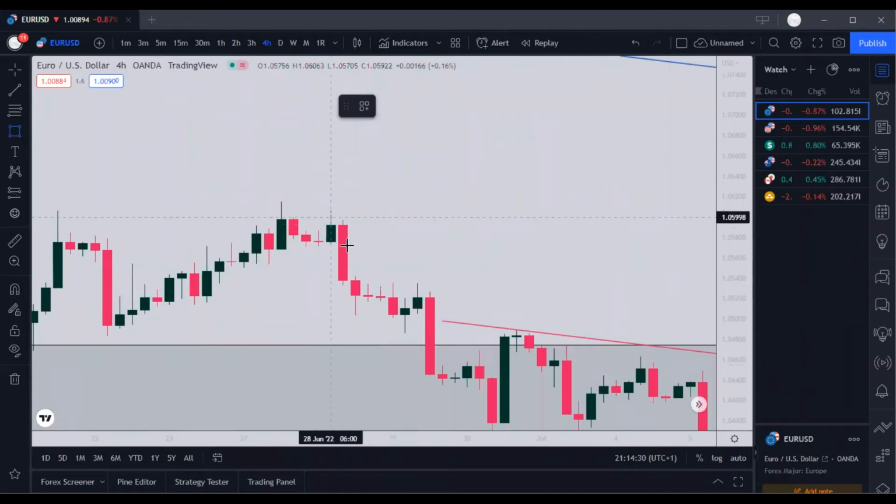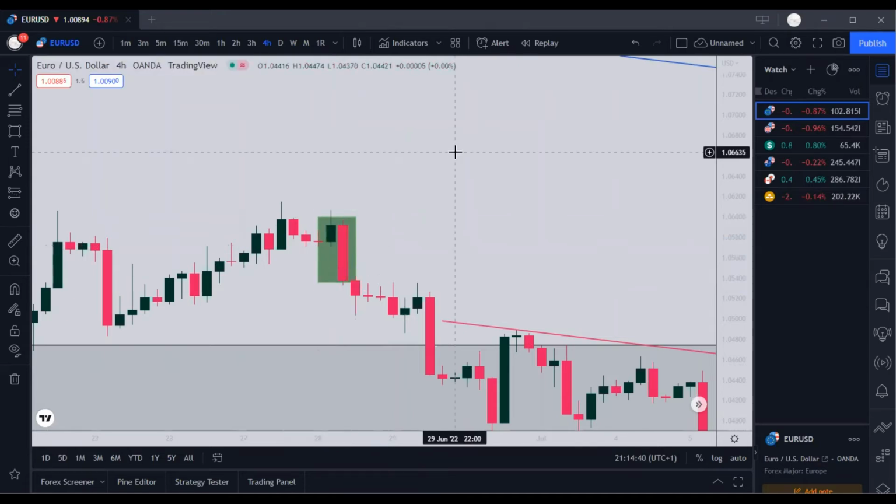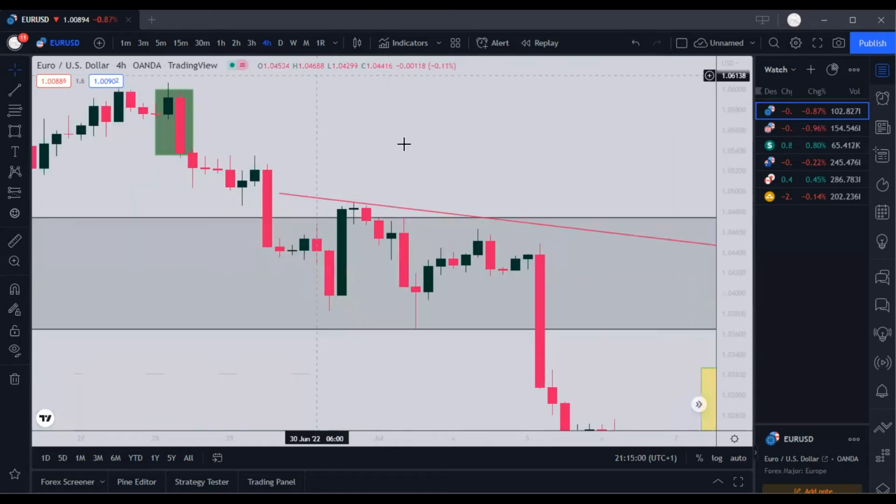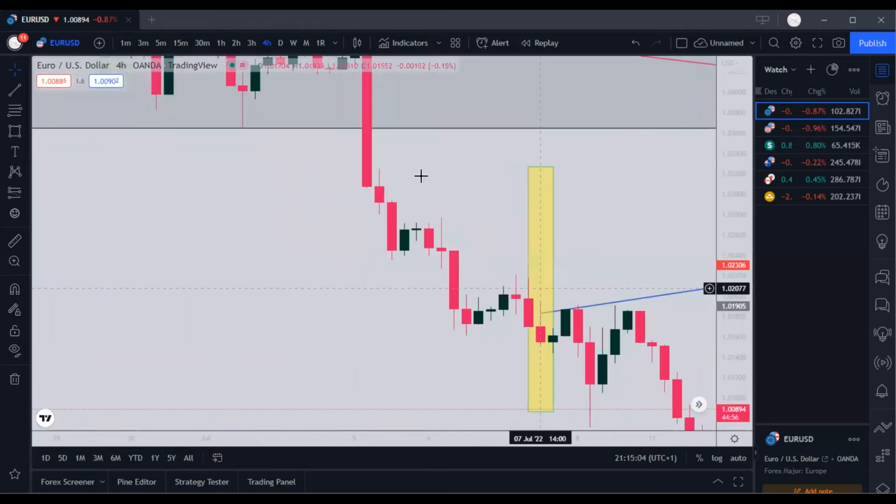Someone to tell us what it is. Give us the name of it. Someone should kindly tell us what this is. Bearish engulfing. Exactly. Bearish engulfing candlestick pattern. And what happened over there? After it closed, what happened? Market went down. Can you see it? And it's still going down.